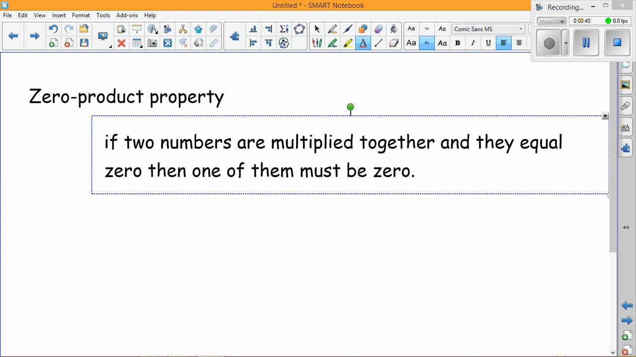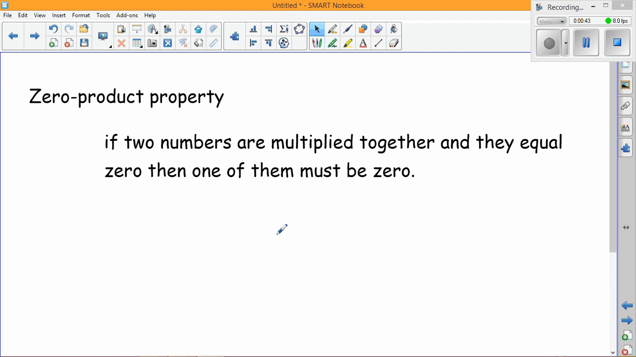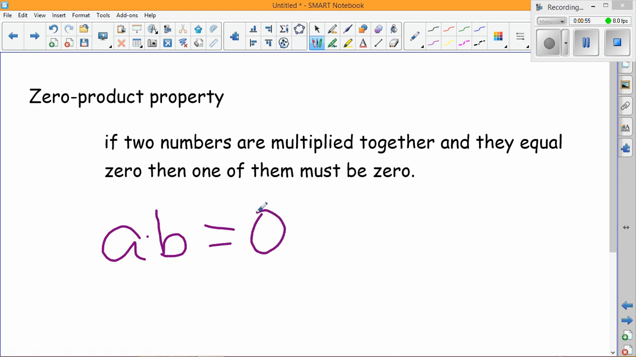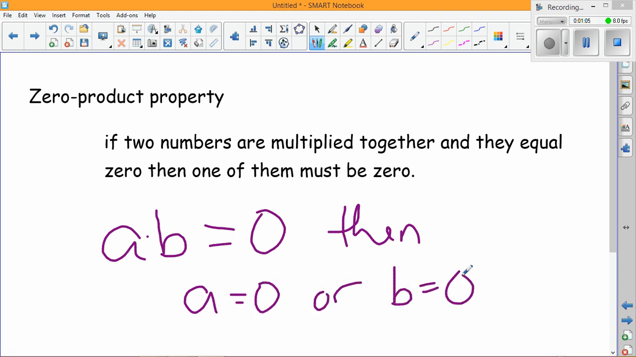So quite simply put, the zero product property just basically says that if I have two numbers, and it doesn't matter what they are, but let's call them A and B, and I multiply them together and they are equal to 0, then A is equal to 0 or B is equal to 0. Because the only way we can have two factors whose product is 0 is if one of the factors is already 0. The only way we get 0 when we multiply is we've multiplied by 0.